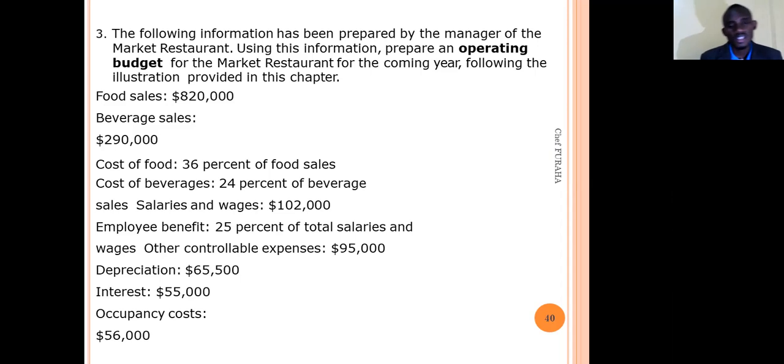Employee benefits, the same thing, until we get the difference, which is the net profit or loss. Is it clear? I hope I did not do this exercise from point one to the last, but I've given you a hint on how to do this question.